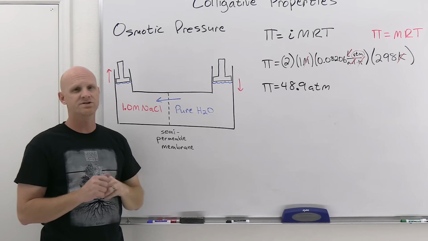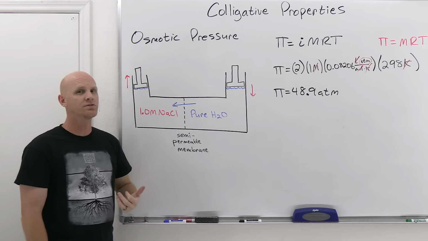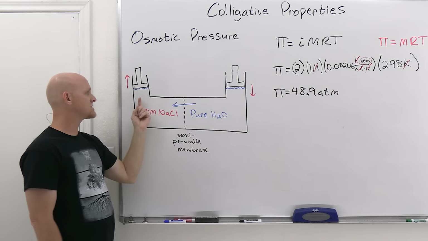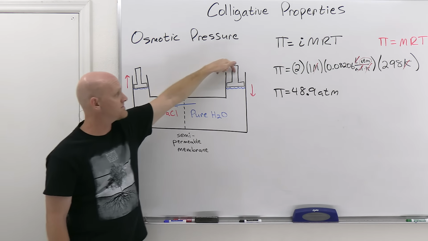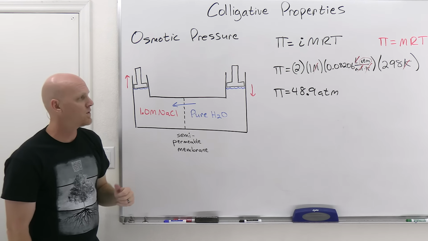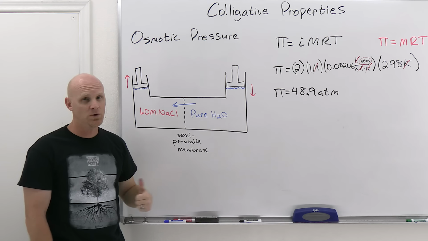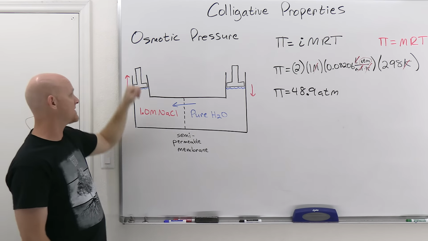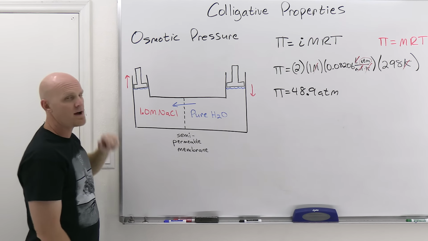And so my question for you is, what if I applied a pressure on this side downward that was only equal to 30 atmospheres? Well, then the water, due to osmosis, is going to be pushing up more than I'm pushing down, and it's going to rise on this side and fall on this side. Now, what if, on the other hand, the pressure I exert on this side is exactly equal to 48.9 atmospheres? What's going to be the result? Well, nothing's going to happen because I'm perfectly balancing the osmotic pressure with the pressure I'm applying.